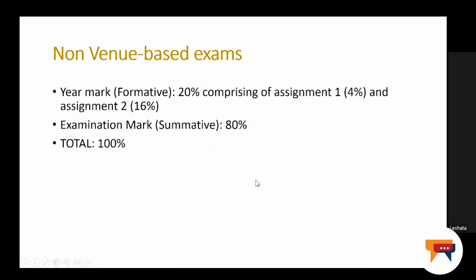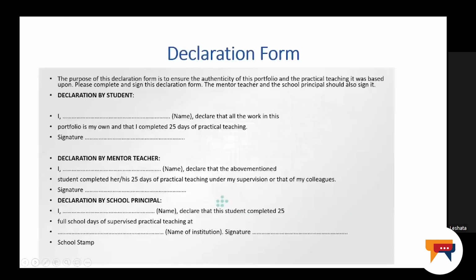Right, the year mark is 20%. It comprises assignment 1, okay, and assignment 2. Assignment 1 is your MCQ, which consists of 4%, and assignment 2 is 16%, which makes up the 20% of the formative year mark. The portfolio, which is tutorial letter 104, consists of 80% of the year mark, and totally that becomes 100%. Okay, again, like I told you, the declaration form is very important. I want to see your name and signature, your mentor teacher's name and signature, the principal's name and signature, and a valid school stamp. Okay.